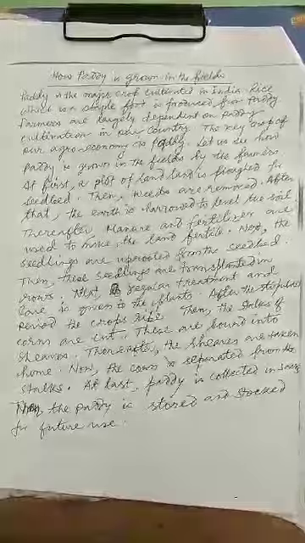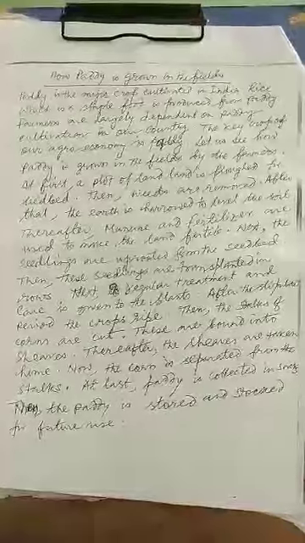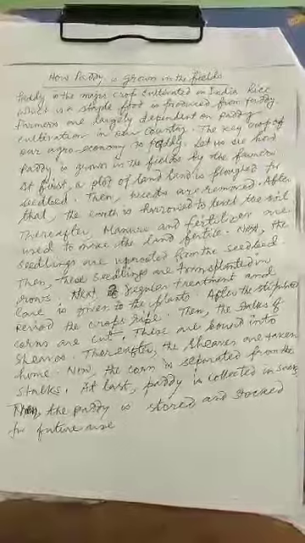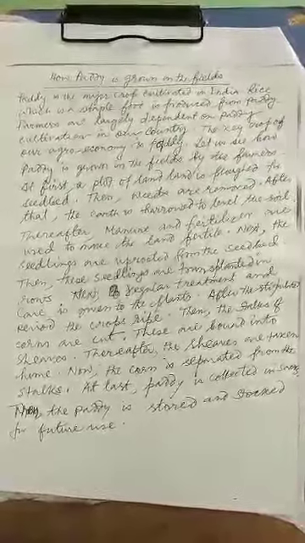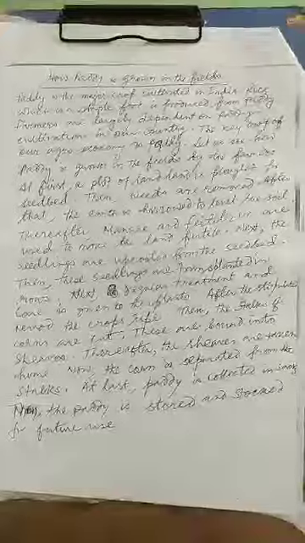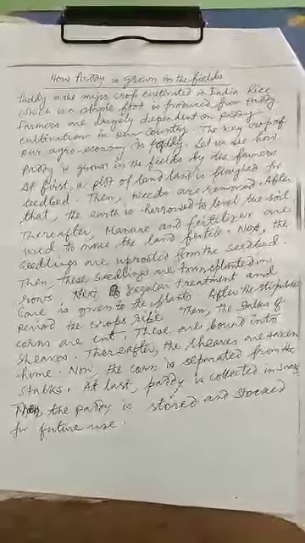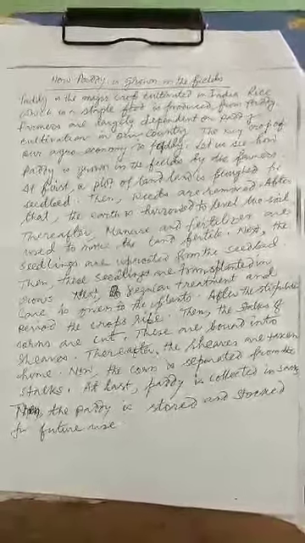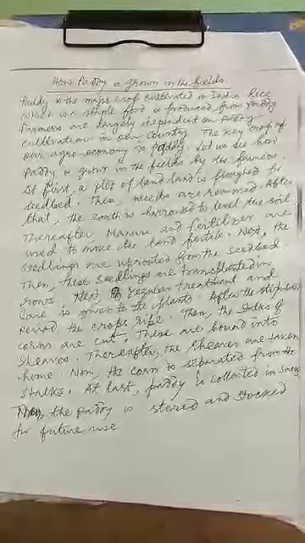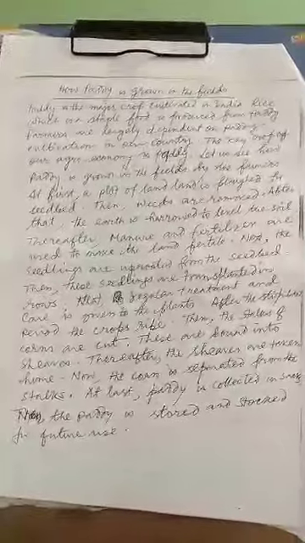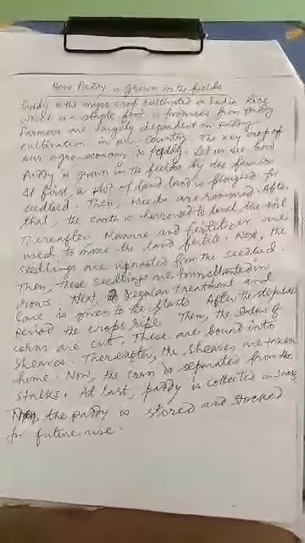Then the stalks of corns are cut. These are bound into sieves. Thereafter, the sieves are taken home. Now the corn is separated from the stalks. At last, paddy is collected in sacks. Then the paddy is stored and stocked for future use. It is the last line of the paragraph.